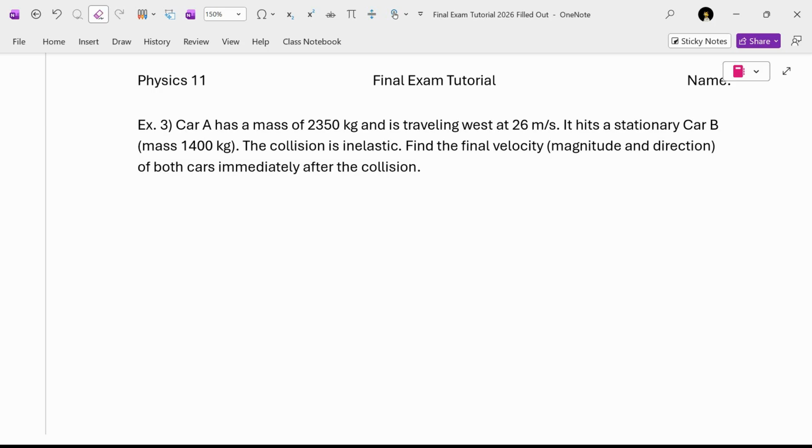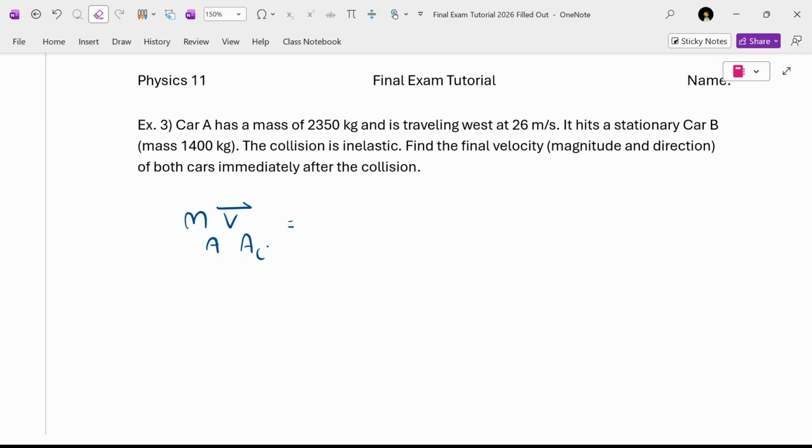Okay. Is this a collision? Yes, we're going to use conservation of momentum. Before the collision, what was moving, Sadie? Car A, car B, both, or neither? So I'm going to have the mass of car A, velocity of car A initial.